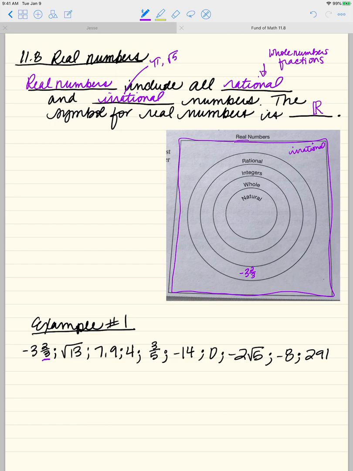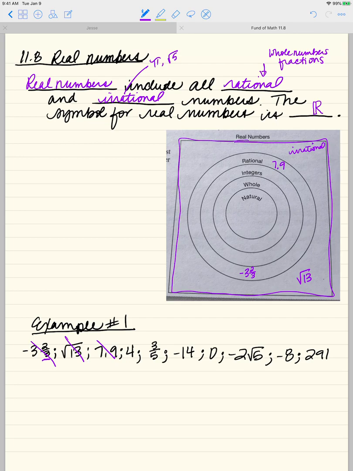How about the next one? The square root of 13, not a perfect square, so it goes out here in our irrational numbers. I'm just going to cross these off as we do them. Next, we have 7.9, that's a decimal. It's not forever going on. It terminates, it ends, so it is rational. So there's 7.9.